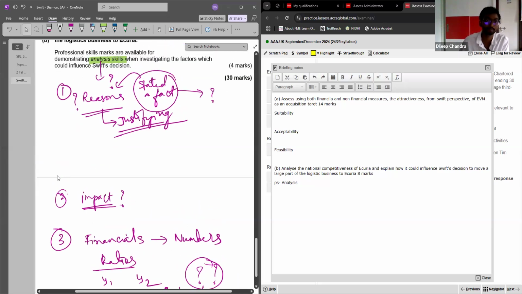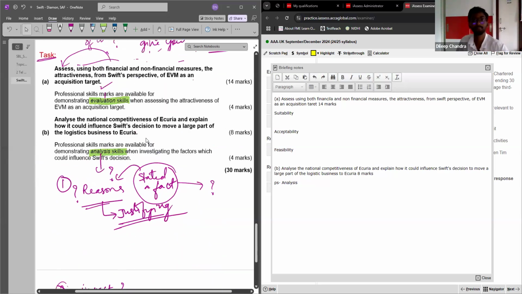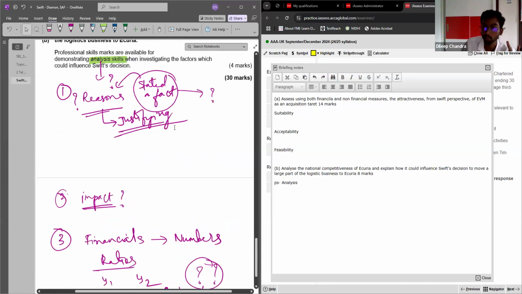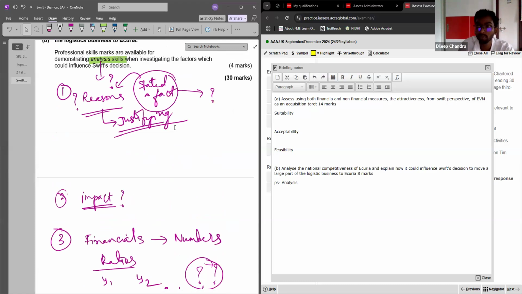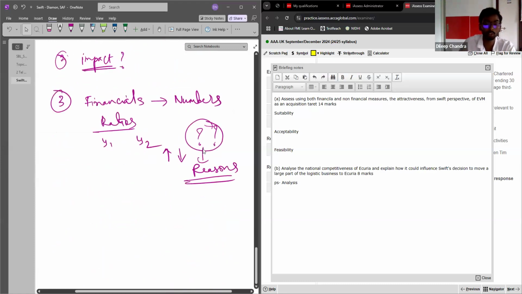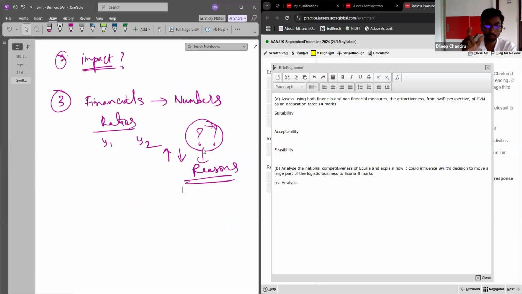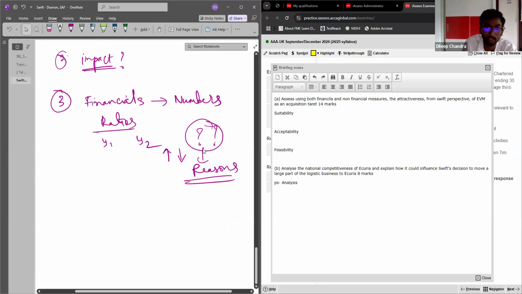Understood? Understood. Analysis means you have to give reasons. You have to show what the impact is. And then if financials are given, and you're comparing ratios between two years' financial statements, you have to give the reason why this current ratio has increased, or why interest cover has reduced or increased. Reason is crucial here.